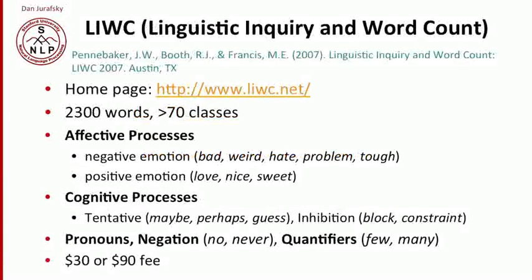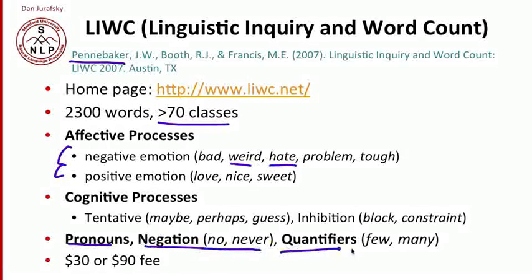LIWC, the Linguistic Inquiry and Word Count, is a database developed by James Pennebaker and his colleagues. And here we have lots of classes, 70 classes of words talking about negative emotion or positive emotion, words like bad or weird or hate, cognitive processes, all the pronouns, first person, second person pronouns, words having to do with negation like no or never, quantifiers, and so on. And LIWC has a small charge, but has a large list of words that people often use for sentiment analysis.